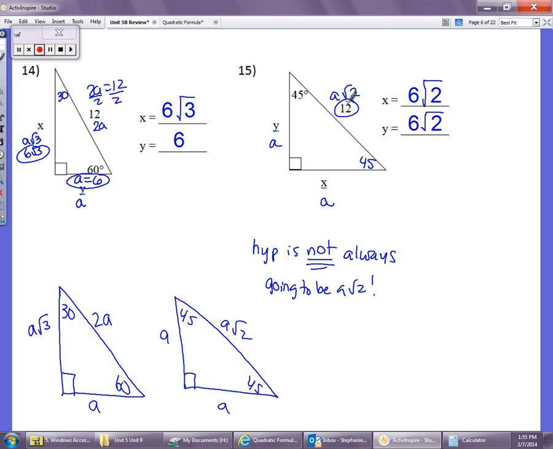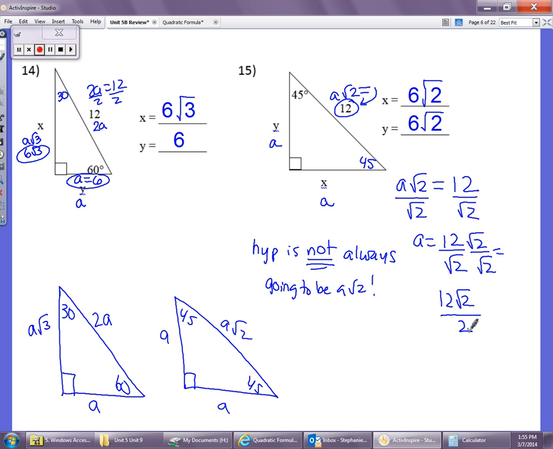So if I want to get the value of my 2A's, I'm going to have to set this equal to 12. And then I will solve for A, because what I want is A. So A is equal to 12 over radical 2. Knowing that you're not supposed to have a radical in the denominator, I rationalize. And I'm left with 12 radical 2 over 2. You can divide your whole numbers, and you get 6 radical 2.